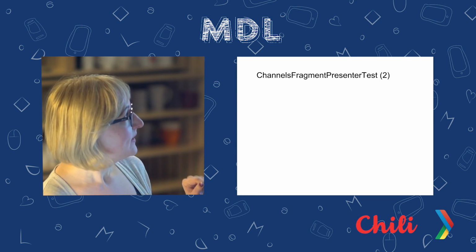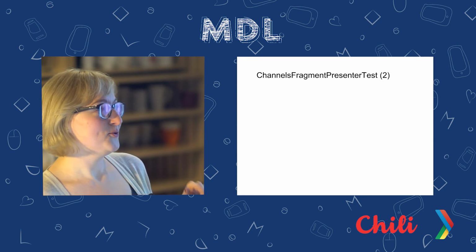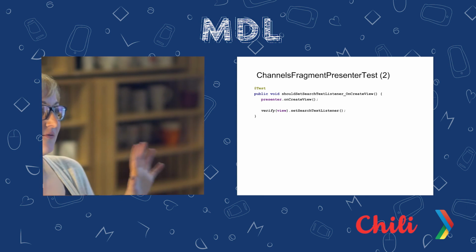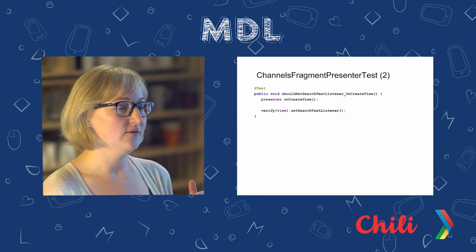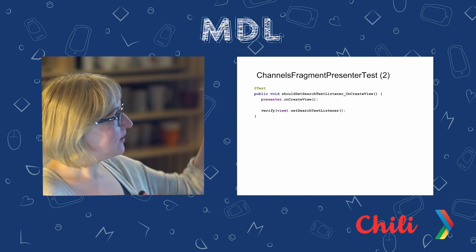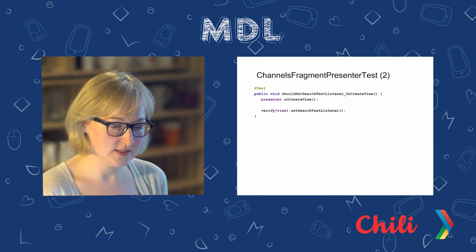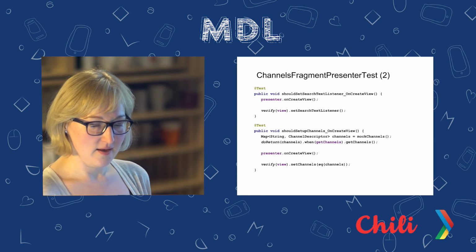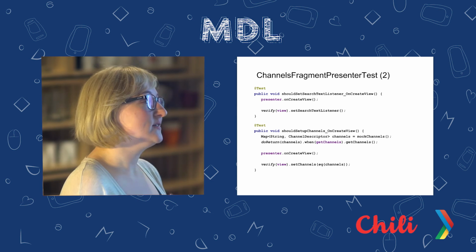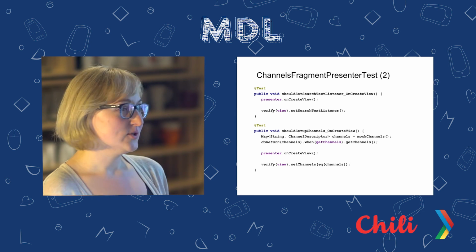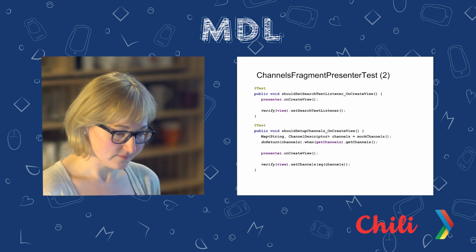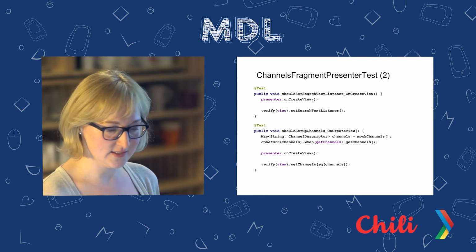Okay. If I'm going too fast this time. Now, this is, I think, self-explanatory. We're just checking if the presenter actually tells the view what to do in this onCreateView method. That's it. And here we're just testing whether the presenter told the view to set the channels, and to set the correct channels into this view, the list of channels.